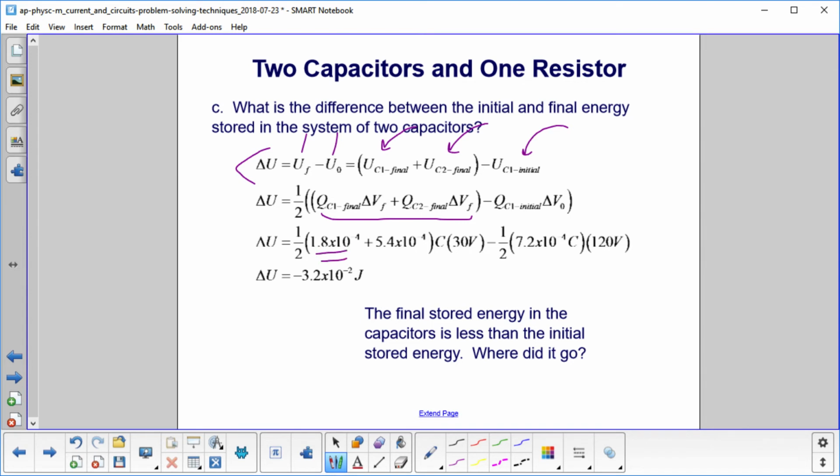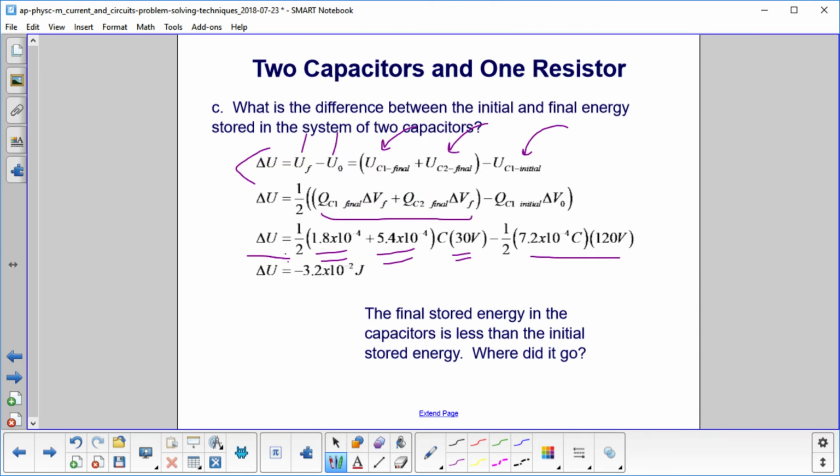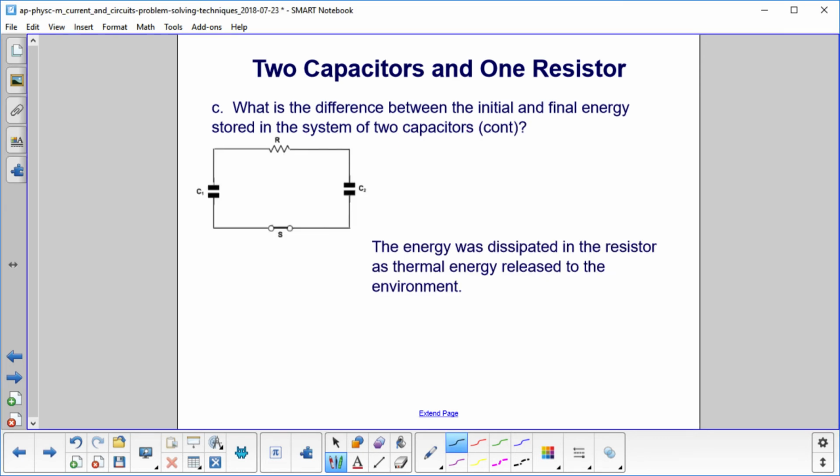There's the final charge on capacitor 1, final charge on capacitor 2. Here's the new voltage, 30 volts, minus the initial energy. We get a change in potential energy of negative 3.2 times 10 to the minus 2 joules. So the final stored energy is less than the initial stored energy. Where did it go? The energy was dissipated in the resistor as thermal energy released to the environment.